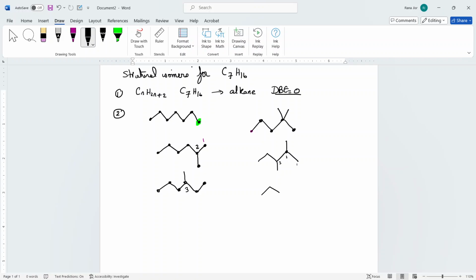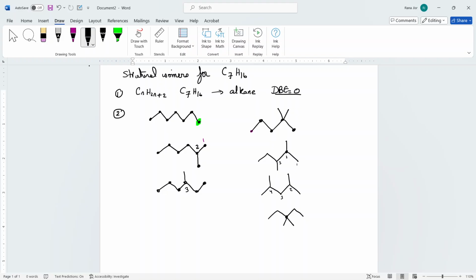I can put the branches on carbons 2 and 4. That will be different. So I can put a branch here and I can put a branch there. So this is carbon number 2, 3, and 4. That is going to be different in there. And I can put both the branches on carbon number 3. And there are both CH3s on carbon number 3. 1, 2, 3, 4, 5, 6, and 7. Always count just to make sure that you have your 7 carbons in there. So far, how many do I have? 1, 2, 3, 4, 5, 6, and 7.